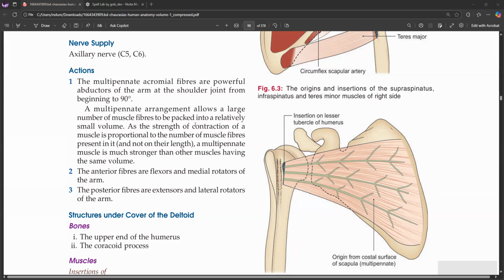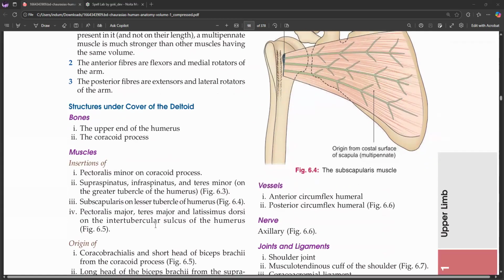Number 2. The anterior fibers are flexors and medial rotators of the arm. Number 3. The posterior fibers are extensors and lateral rotators of the arm. Structures under cover of the deltoid.